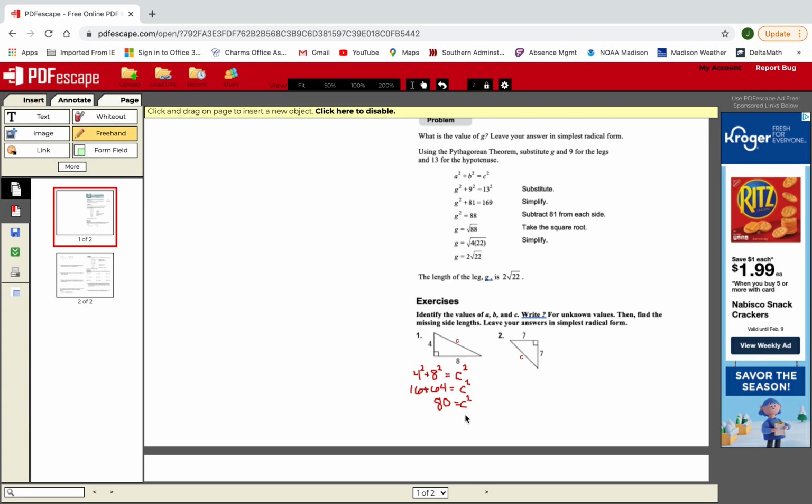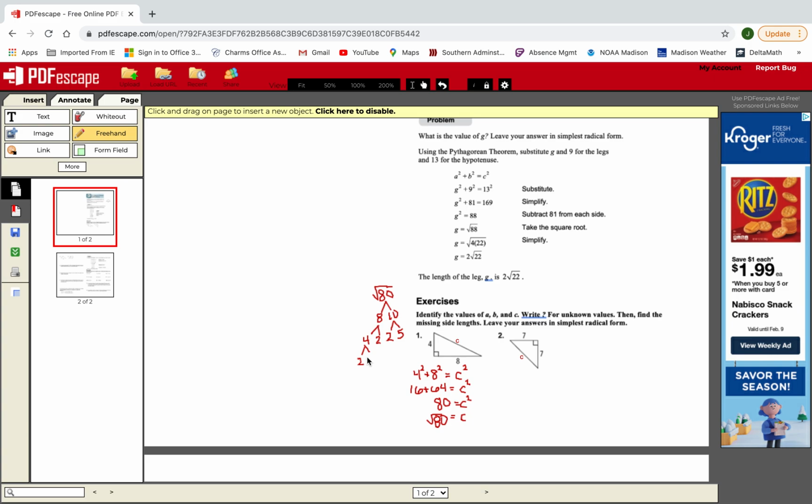So to undo a square, we take the square root of both sides. So c equals the square root of 80. And the square root of 80 does break down. I'm going to show this over here to the side. We're simplifying this. You can break this down any way you want to. I could start with 8 times 10. 10 is 5 times 2. 8 is 4 times 2. And then 4 is 2 times 2.